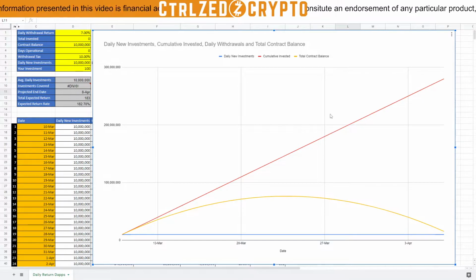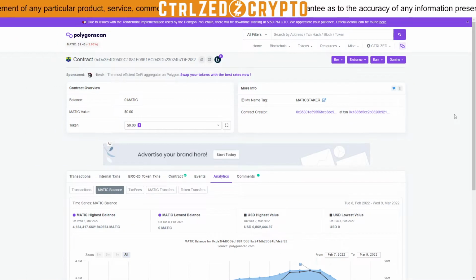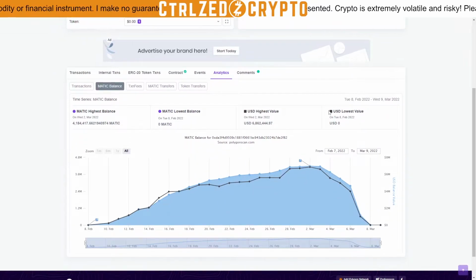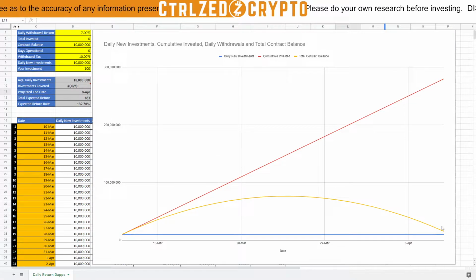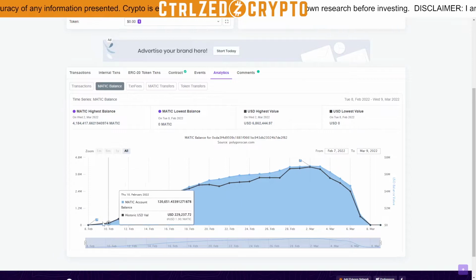I wanted to look at some real world cases. As I said, this is the static return rate of 7%. You get a flat curve like this. What I'm showing you on the screen now is the curve on Polygon Scan, the analysis for, which one was this? MATIC Staker. This is the one that recently collapsed a few days ago, ran out of money. And you can see that curve pretty much follows that rough outline that I showed you of the contract balance.